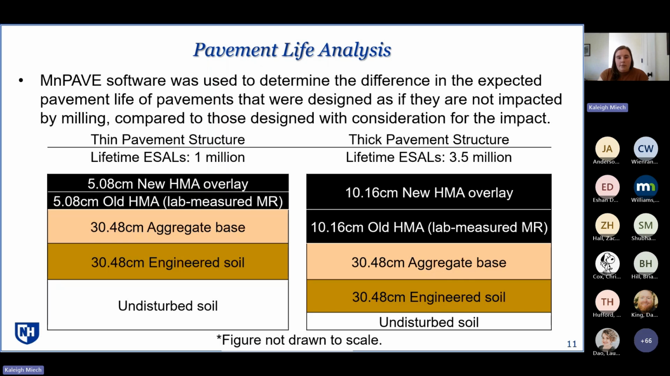The thin one had a smaller amount of lifetime ESALs, and the thick one had a greater amount of lifetime ESALs. In the MinPave software, we kept all of the property values of all layers the same except for the old HMA layer. We inputted that one time as the laboratory measured pre-milling resilient modulus. Then we did the same exact life analysis with the old HMA value being the post-milling laboratory measured resilient modulus value, to compare the difference in pavement life using the pre-milling and the post-milling value. And we did this, like I said, for both the thick and thin structure.